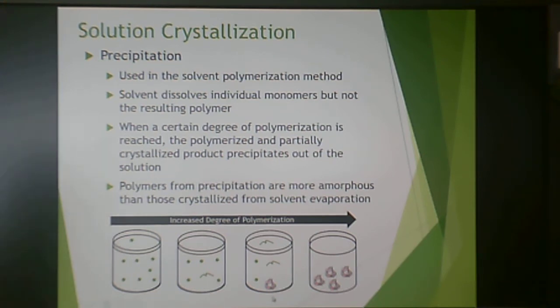Once they're in a solid form, they can't crystallize any longer. It's that solvent that provides them the necessary molecular motion to crystallize. And once they're too big, they fall out of solution. So they tend to be a lot more amorphous. So you have a larger amorphous fraction if you have a semicrystalline polymer from precipitation.